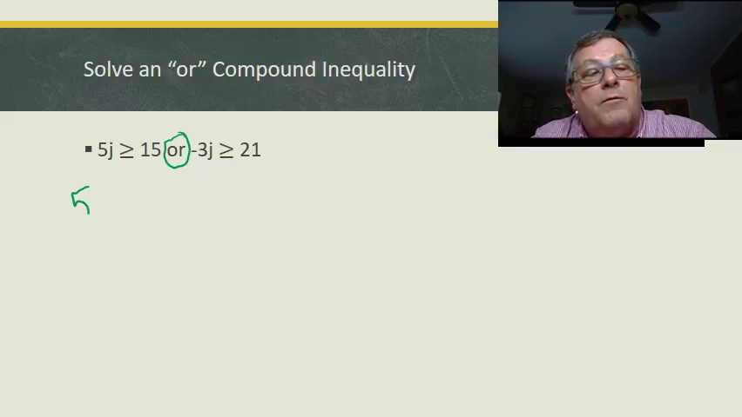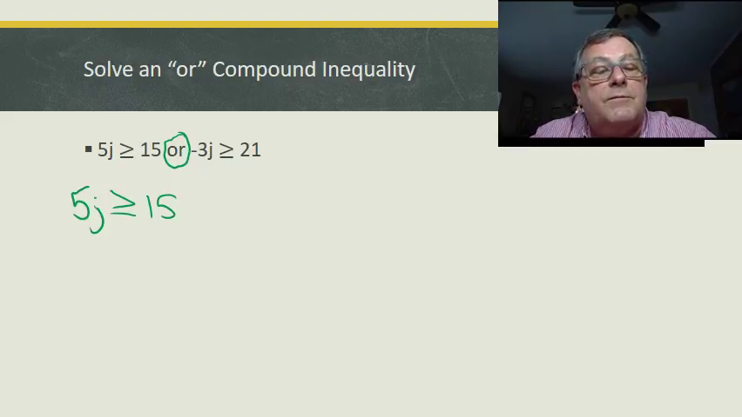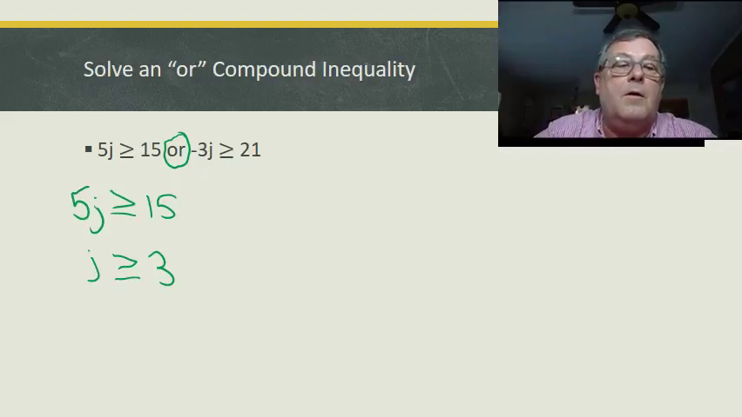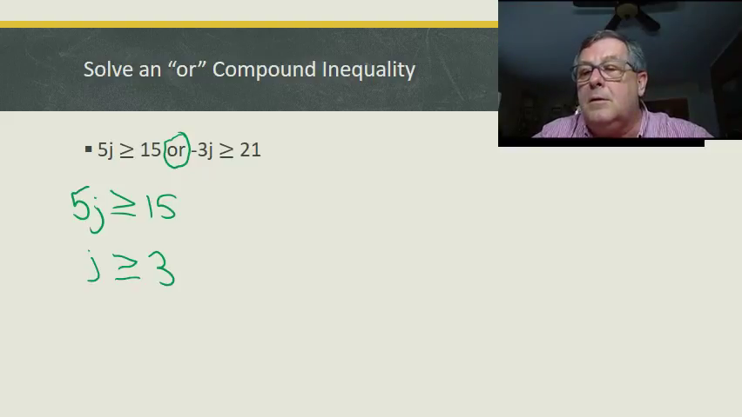So we're going to start here with 5j is greater than or equal to 15. Well, that's going to be easy enough to solve. All I got to do is divide both sides of the inequality by 5, and that's going to leave me with j is greater than or equal to 3. I did not have to flip or reverse the inequality symbol because I was dividing by a positive.